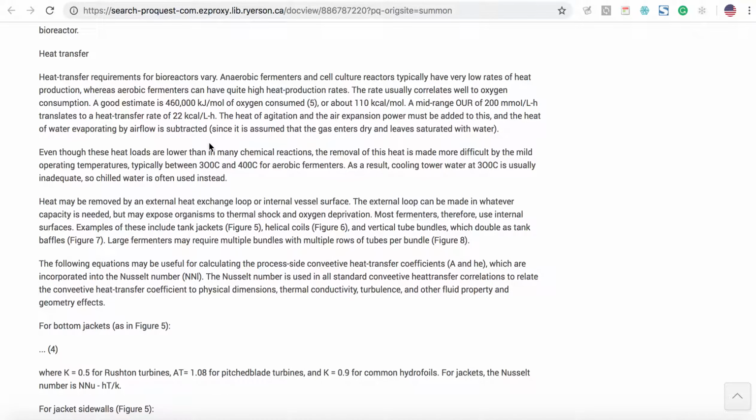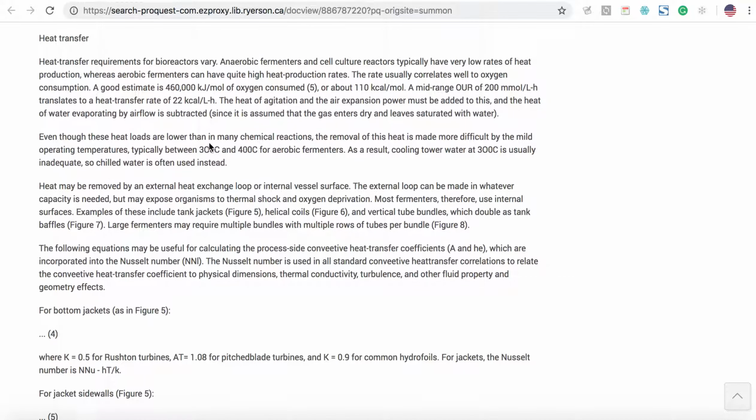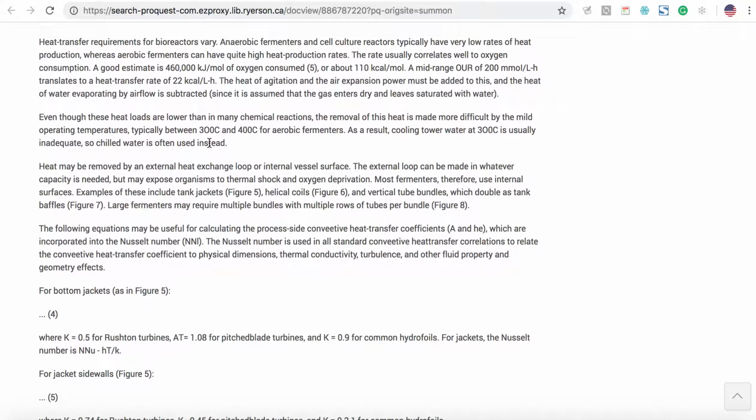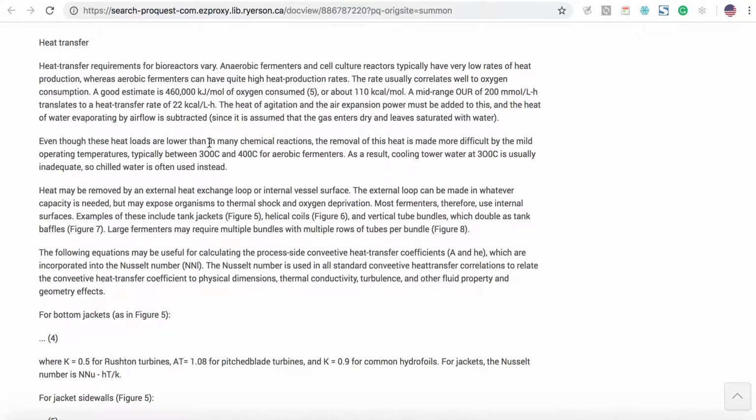Heat transfer requirements for bioreactors vary. Anaerobic fermenters and cell culture reactors typically have very low rates of heat production, whereas aerobic fermenters can have quite high heat production rates. The rate usually correlates well to oxygen consumption. A good estimate is 460 kilojoules per mole of oxygen consumed.